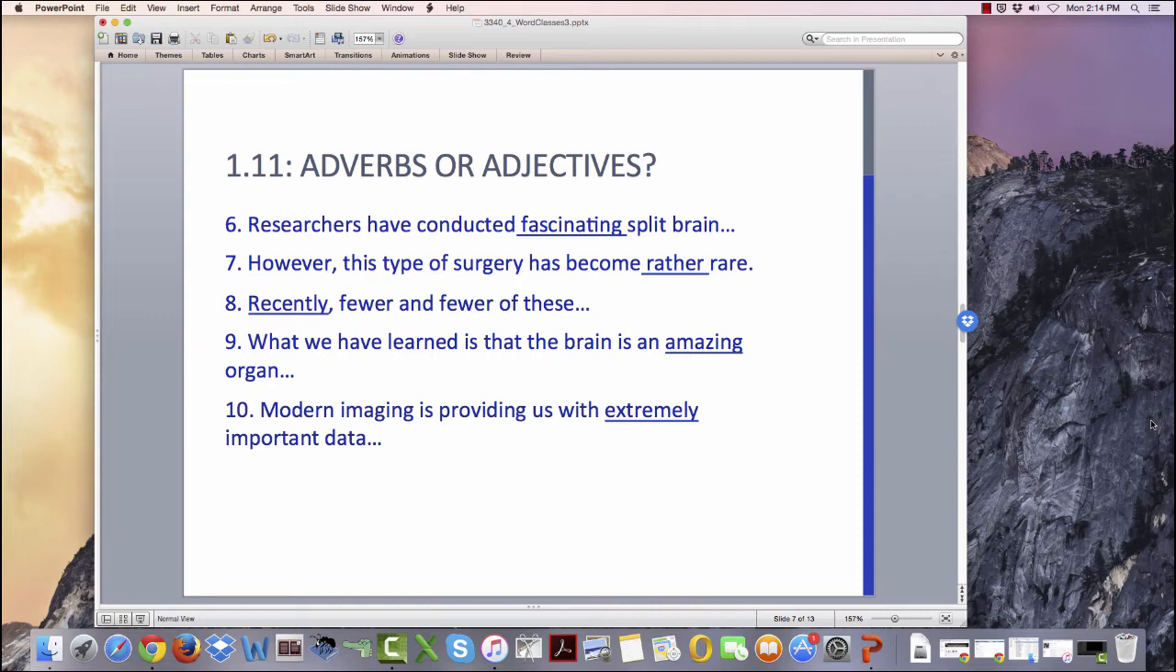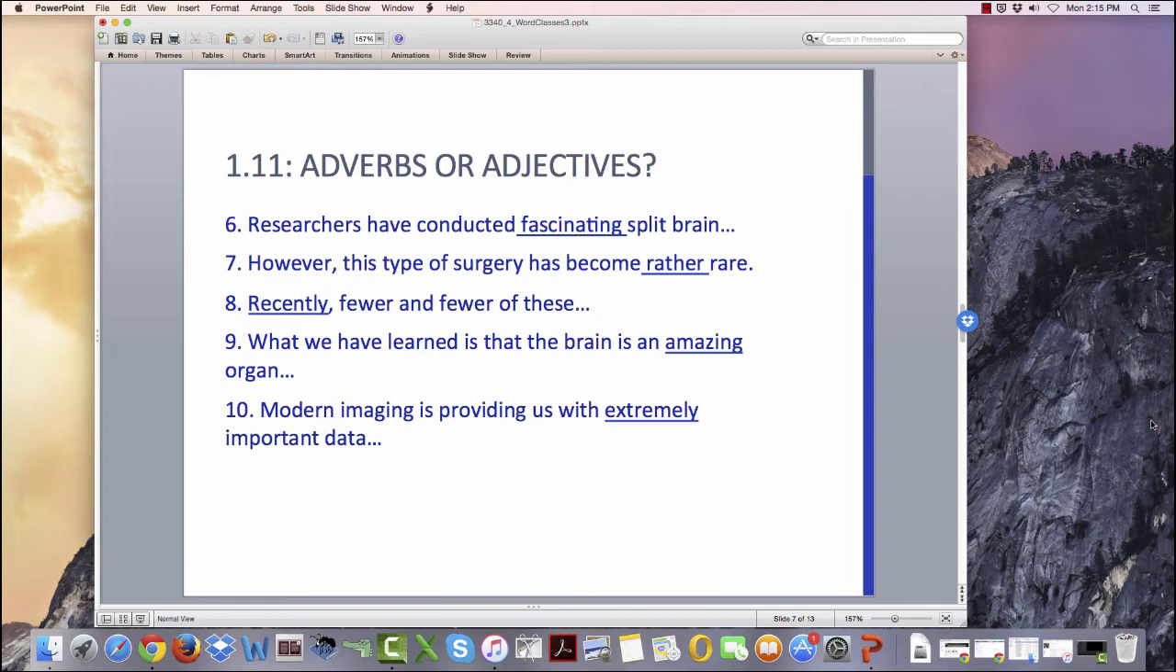Recently, we talked about these being comment adverbs. So when you have this word at the beginning of a sentence that's followed by a comma, this could be however, consequently, moreover, additionally. All of those are followed by a comma. All of those are adverbs. An amazing organ. What kind of organ? Amazing. Extremely important data.